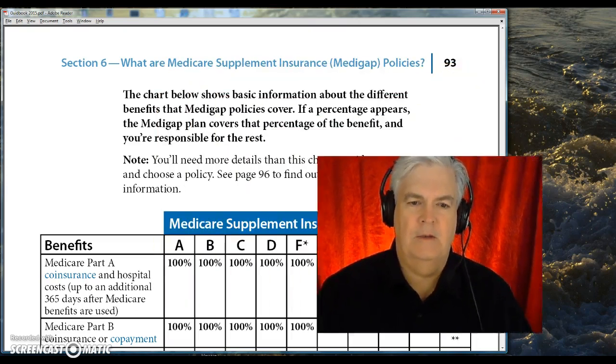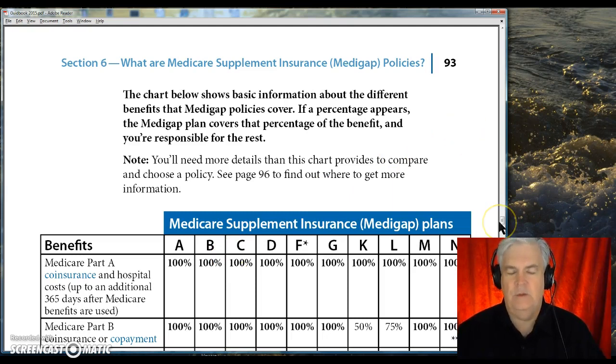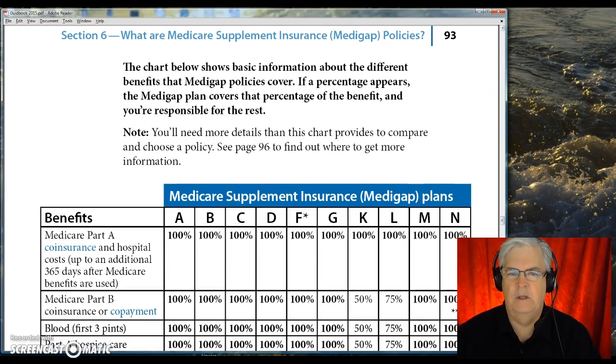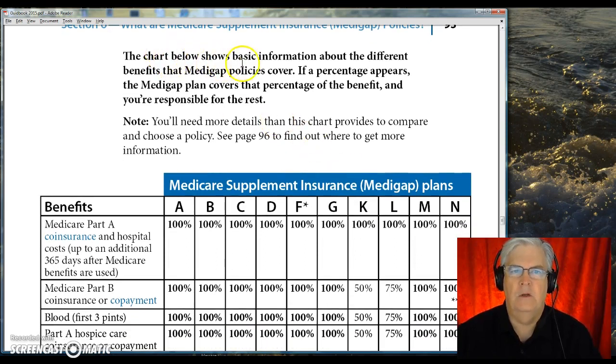So hang on one second. I'm going to get rid of my face here. And again, I'm in the 2015 Medicare and You Guidebook. That's your Bible. You always want to keep that next to you if you have any questions. I'm on page 93 of the guidebook, and all I'm going to do is scroll down to the chart, and I'm going to just read it. The chart below shows basic information about different benefits that Medigap policies cover. If a percentage appears, the Medigap plan covers that percentage of the benefit, and you're responsible for the rest.